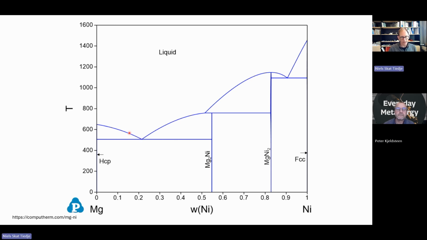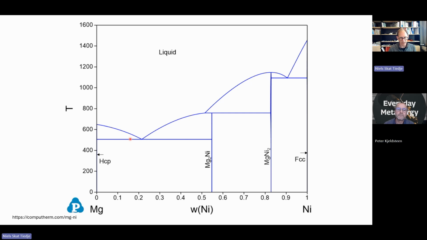And we can calculate with the lever rule the fraction of those two. I think we should come back to that if we have time, but just for the explanations, I will leave it at this point. So the first thing that forms is pure magnesium, and then later we have the nickel that comes out.